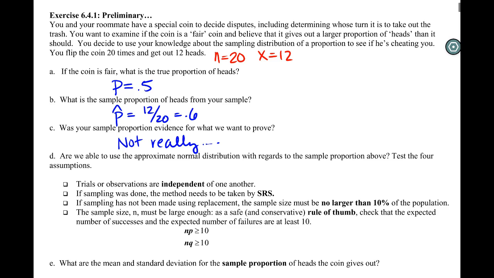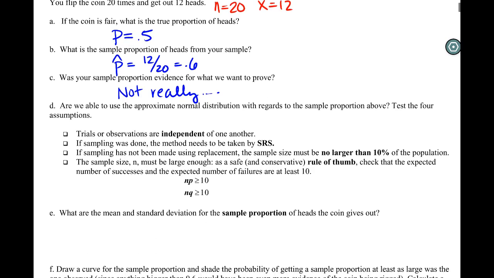So you go, well, first thing we gotta check is, are we able to use the approximate normal distribution to play with this example? So, are the trials independent? Yeah, we're flipping a coin. Duh. If sampling was done, the method, well, we didn't do any sampling. We flipped a coin, so we're fine. Actually, instead of a check mark here, I'll write an NA. Same with the next one. We didn't do any sampling, we flipped a coin.